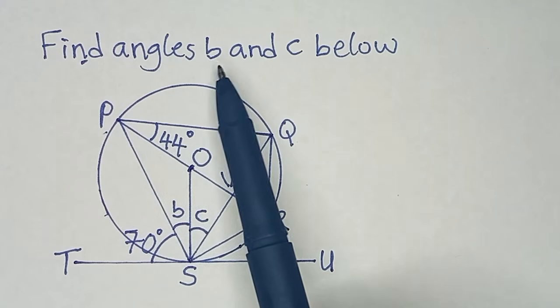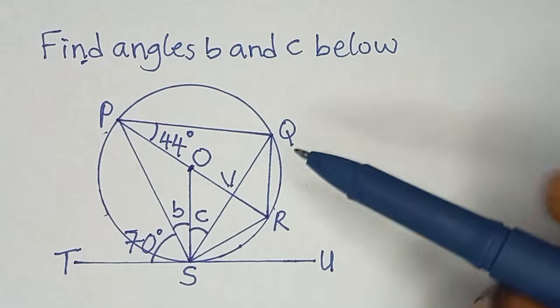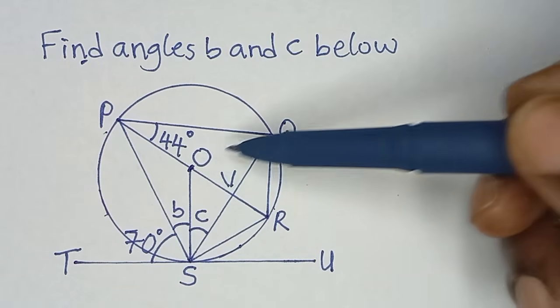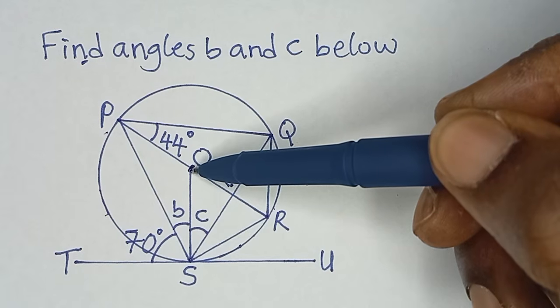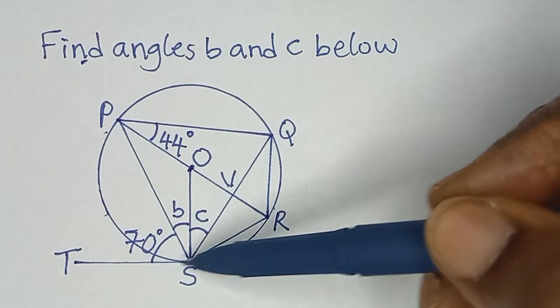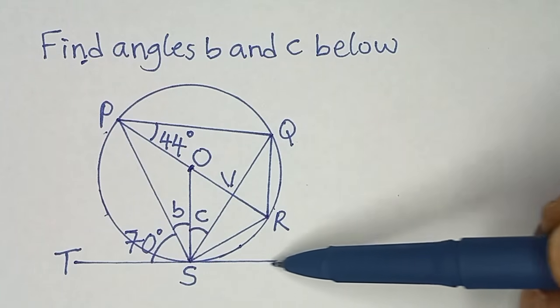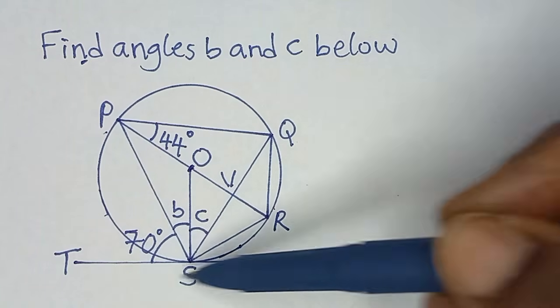Find angles B and C below. Now, the first thing I want us to look at here is the fact that this line is coming from the center of the circle and it meets this tangent. This is a tangent, TSU. An external line touching a circle is a tangent.